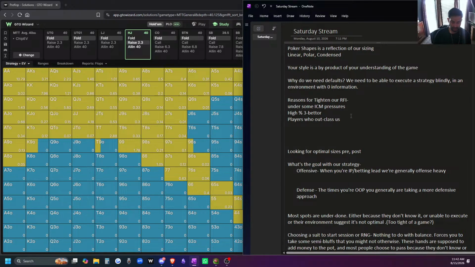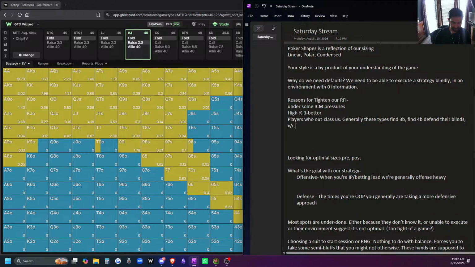Let me maybe add a caveat to this. Players who outclass us, generally these types find 3-bets, find 4-bets, defend their blinds, check raise. So basically what I'm suggesting is that we need to develop a different strategy. We can be tighter, we can open a little bit bigger, we can prepare more 4-bets. It doesn't mean we're going to be playing passively. It just means you have to prepare a little bit differently because your edges aren't making as much money.